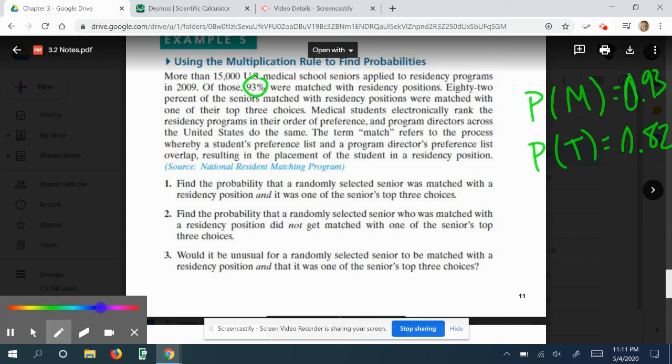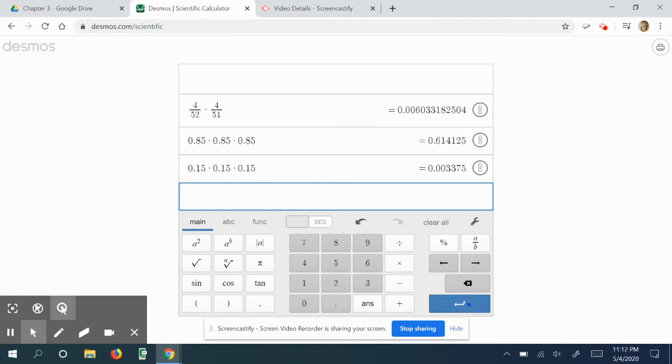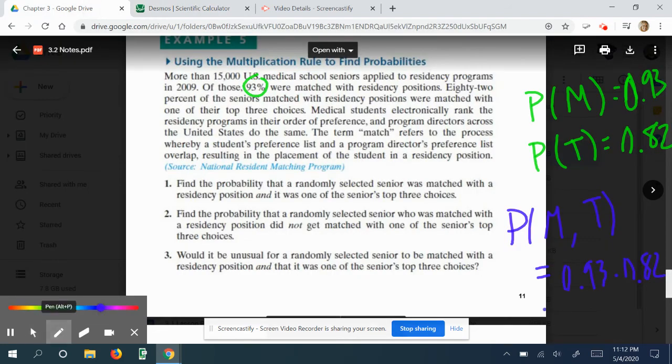Now, it says find the probability that a randomly selected senior was matched with a residency position. Okay. So that means the probability that they were matched and it was one of their top 3 choices. So that would be T, right? So then we would say 0.93 and 0.82. And so we multiply those numbers, right? 0.93 times 0.82, and that's 76%. Or we'd write it as 0.76. And I'll just round to 2 decimal places. So that's the first one. So that would be 0.76. Okay? Now, let's look at the next one.